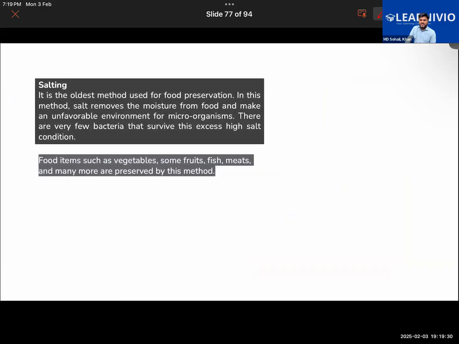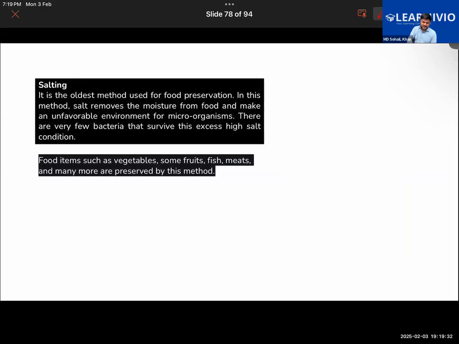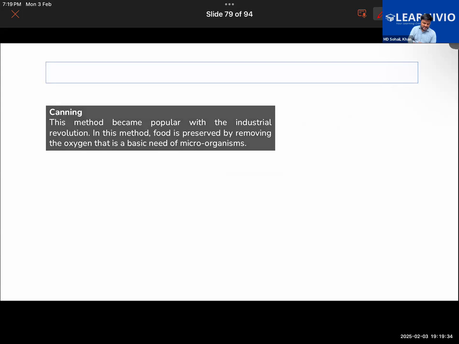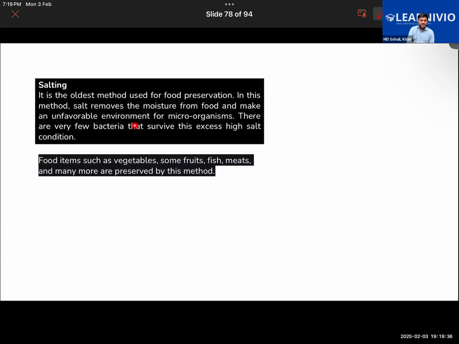Then we have methods like salting, and methods like addition of sugar. Basically, in this method, what happens? The moisture from the food is absorbed. So it will create an unfavorable condition for the microbes, hence the microbes will not grow.